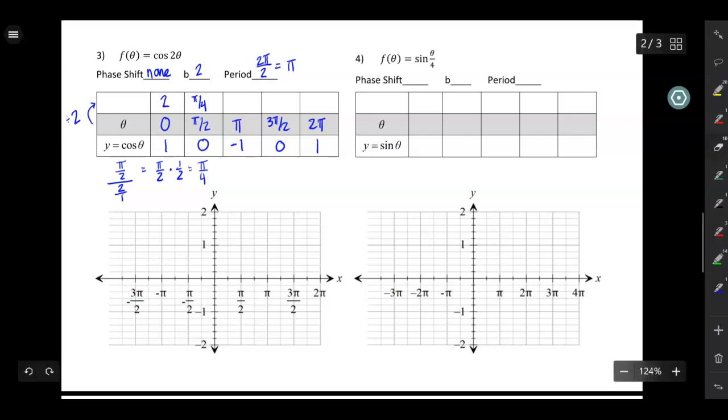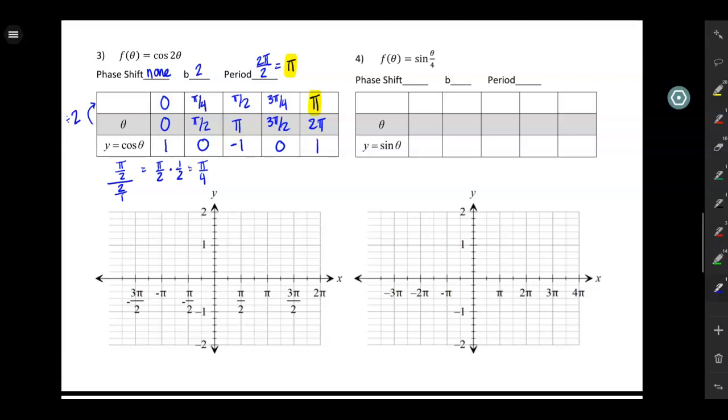I definitely did this first one wrong. 0 divided by 2 is 0. I don't know why I wrote 2 down. Pi divided by 2 is pi halves. 3 pi over 2 divided by 2 would be 3 pi over 4. And then 2 pi divided by 2 is pi. One thing you'll notice is that whatever your period is, that should be your last number in this table, if you're doing tables the way that I am.